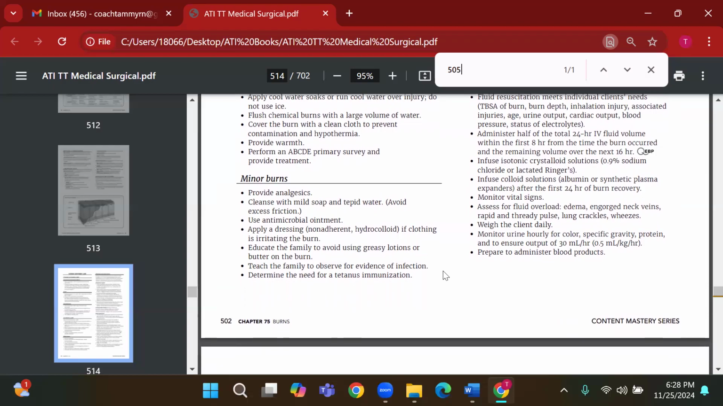So for a minor burn, what do we do? Okay. It says analgesics, clean with soap. Don't rub it. Obviously, avoid friction. You can use an antimicrobial ointment, like Neosporin, I guess. Apply dressing, non-adherent, if clothing is irritating the burn. And then educate the family. Don't use greasy lotions or butter on the burn.